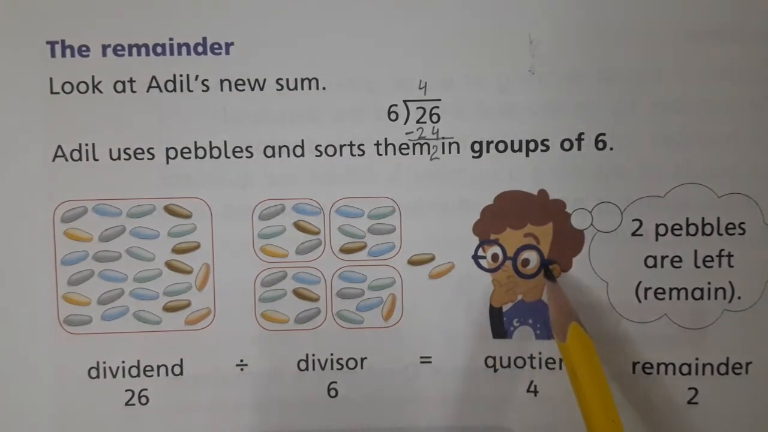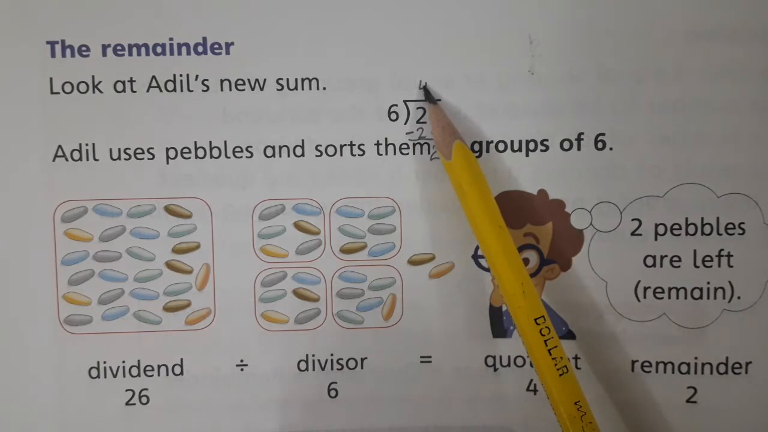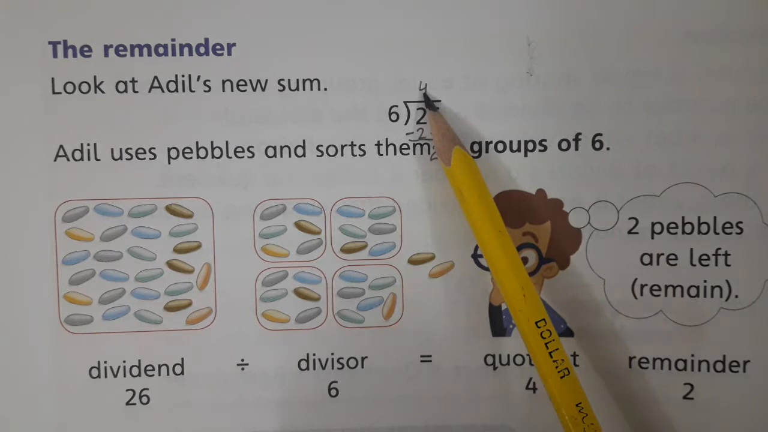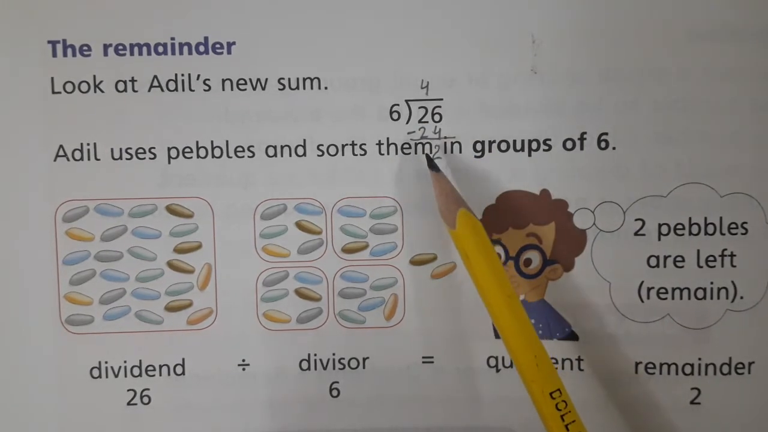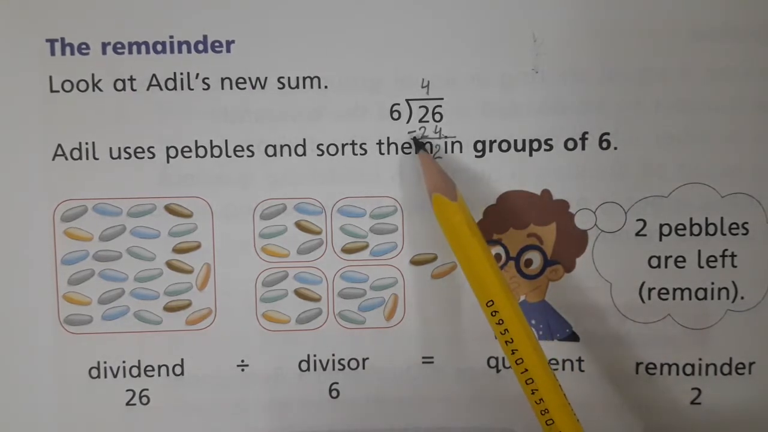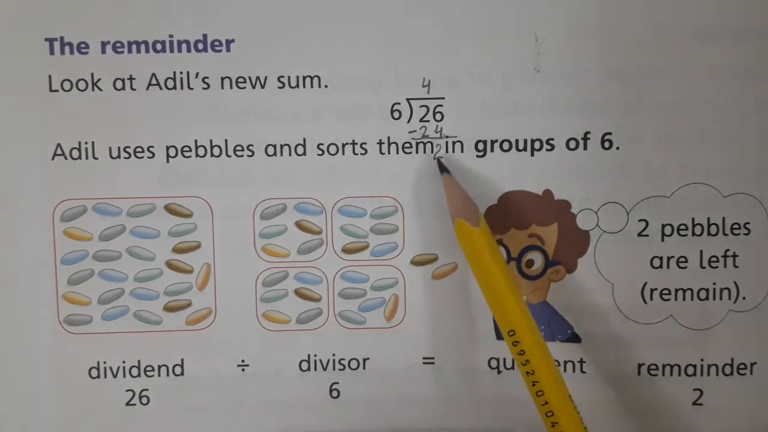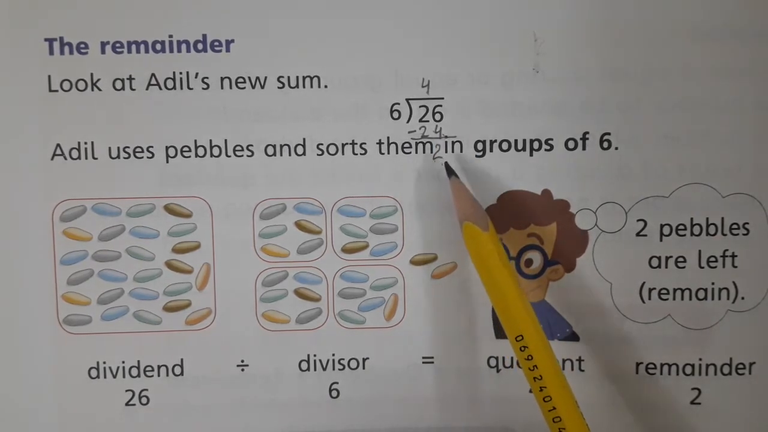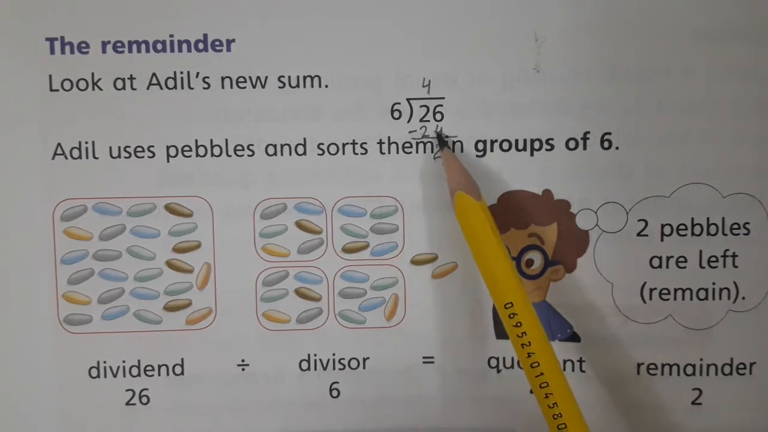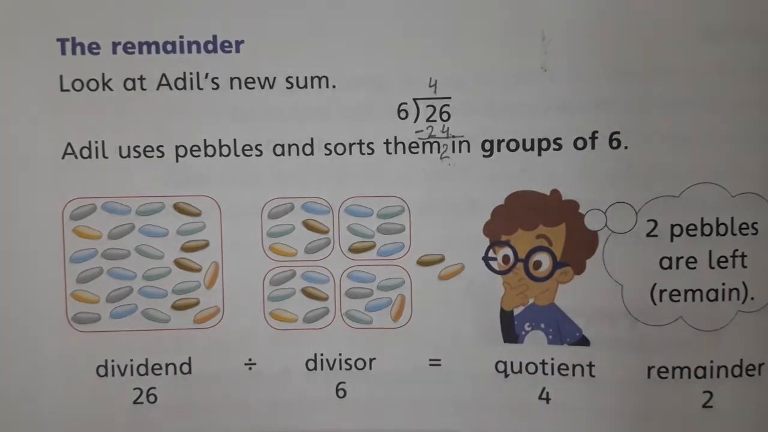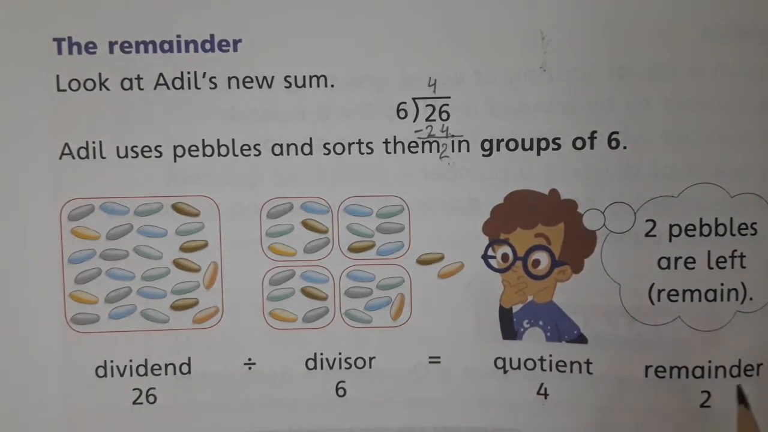Here Adil knows from his tables that 6 fours are 24, so he writes the quotient 4, and secondly he writes the product, and now he subtracts. So Adil has 2 left over. When we subtract, 26 minus 24 equals 2, so 2 is left over, and Adil calls this the remainder. So we will write quotient 4 and remainder is 2.